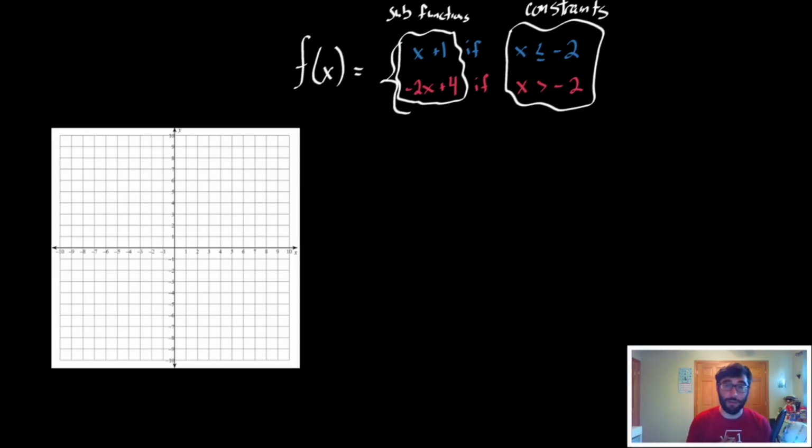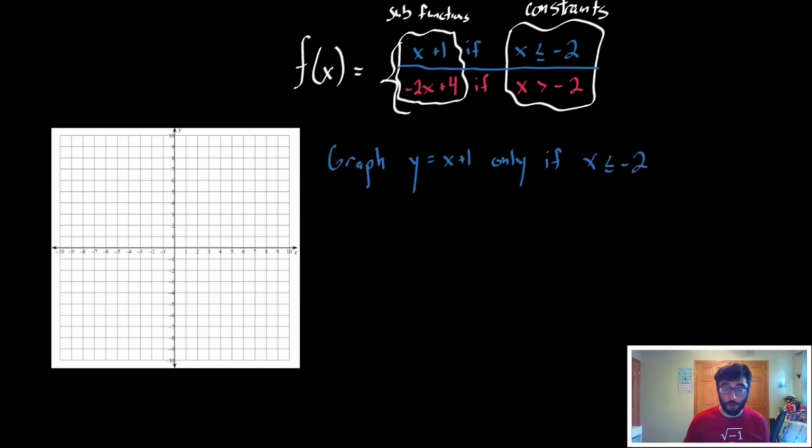Now reading this might be a little confusing, but I'm going to break it down for you. This graph is going to look like pieces of other graphs, and it's all based upon what the constraints are for that particular subfunction. For example, let's break down our first subfunction, the one in blue. This is telling us to graph the function y equals x plus 1 only when x is less than or equal to -2. Let me write that out.